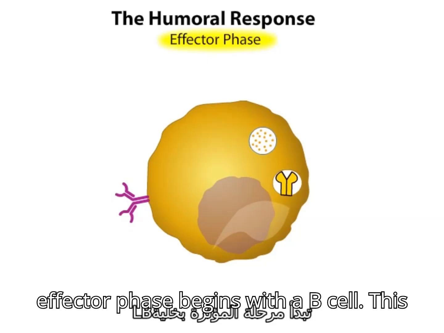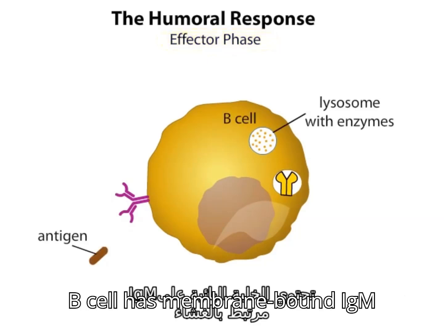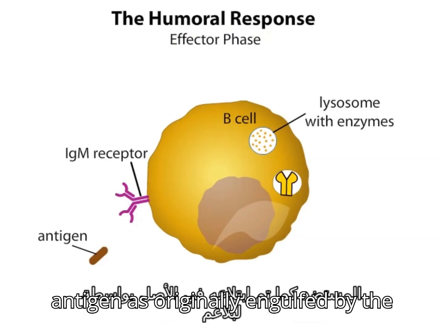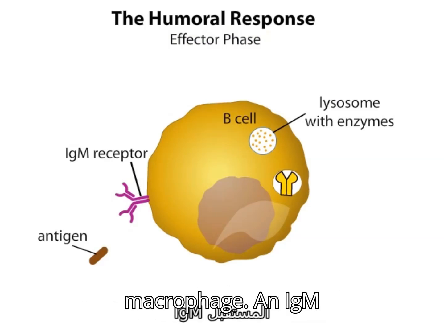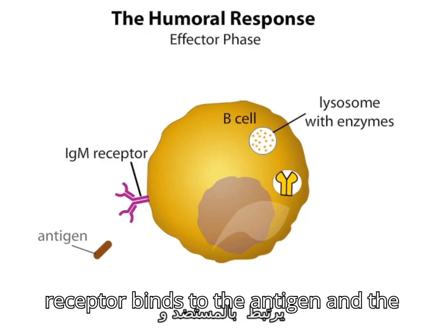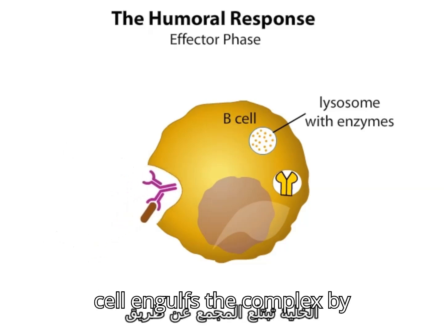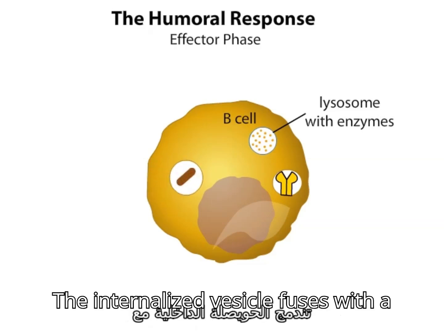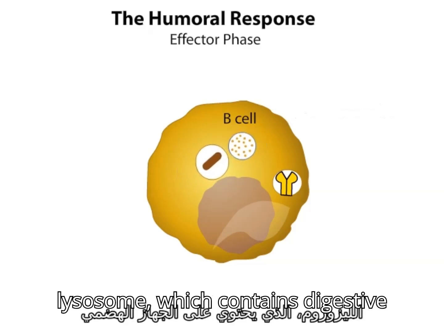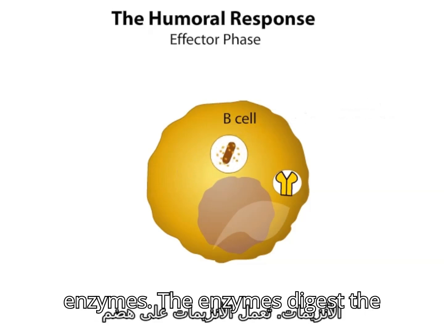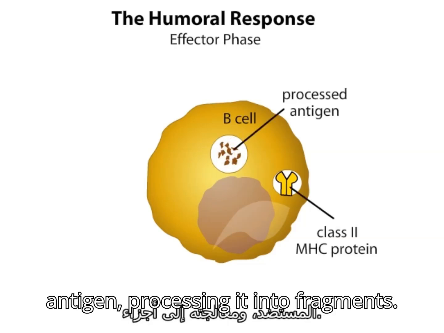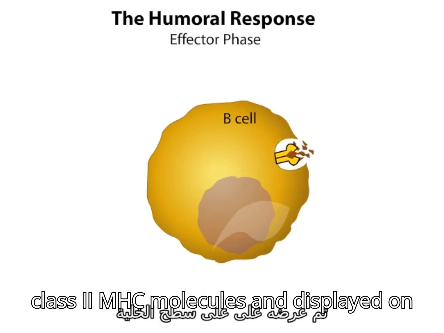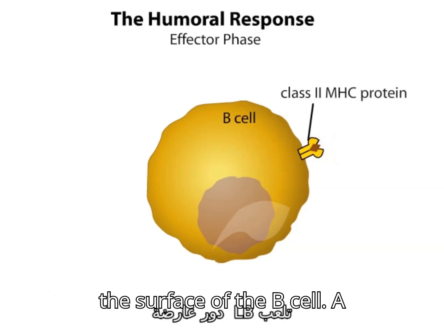The effector phase begins with a B cell. This B cell has membrane-bound IgM receptors that are specific for the same antigen as originally engulfed by the macrophage. An IgM receptor binds to the antigen and the cell engulfs the complex by receptor-mediated endocytosis. The internalized vesicle fuses with a lysosome, which contains digestive enzymes. The enzymes digest the antigen, processing it into fragments. The processed antigen is then attached to class II MHC molecules and displayed on the surface of the B cell.